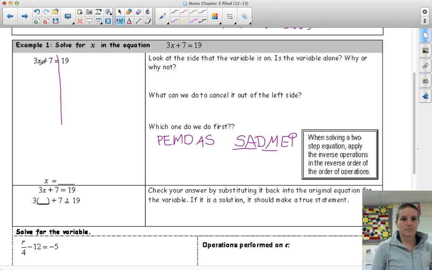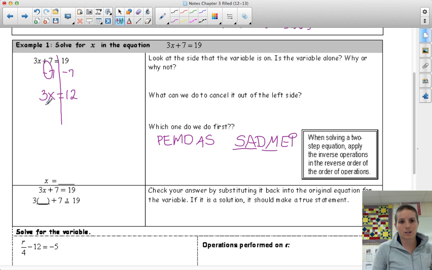So undo that addition. Remember, the additive identity is 0. That's what would get us back to having just a 3x, if we were adding 0. So if I subtracted 7 on the left of the balance line, I also need to subtract 7 on the right of the balance line. 19 minus 7 is 12.